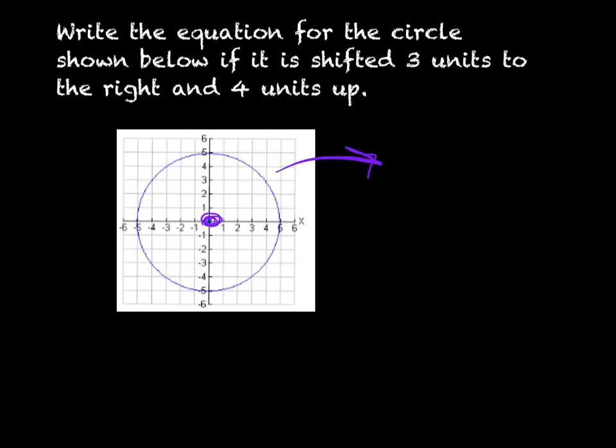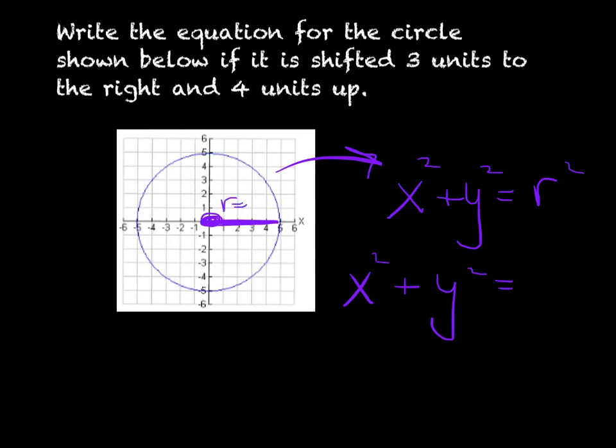Well, it's centered at the origin, which is always nice, so that's just my x squared plus y squared equals radius squared. So I've got x squared plus y squared equals, can you count the radius? I think so. It's just a nice, horizontal line there. I would say that's a radius of 5. So radius equals 5, so that's going to be 5 squared, which is 25. So this is my current equation of the circle.